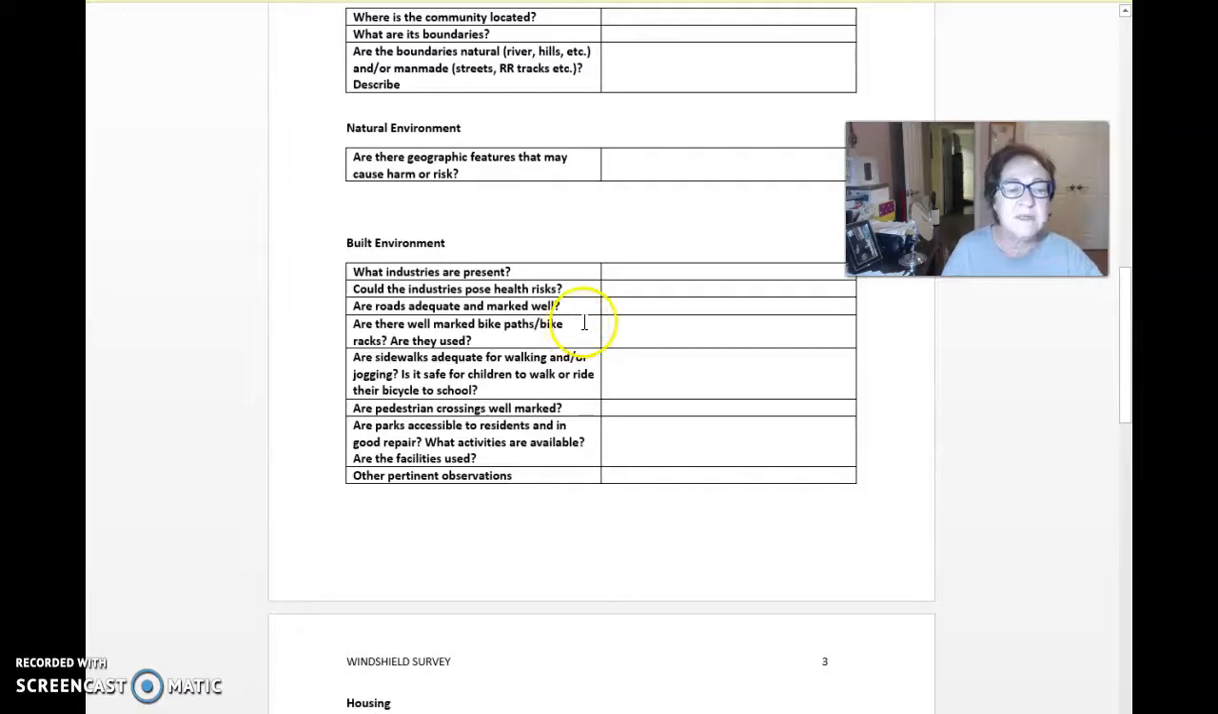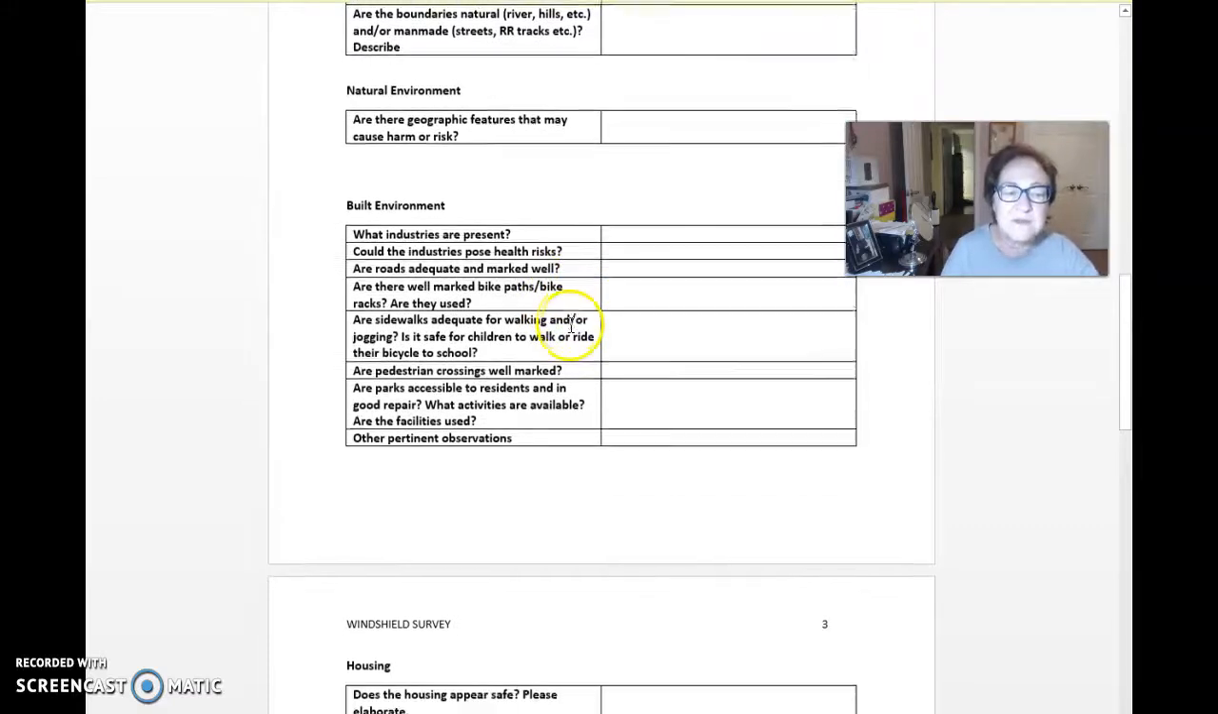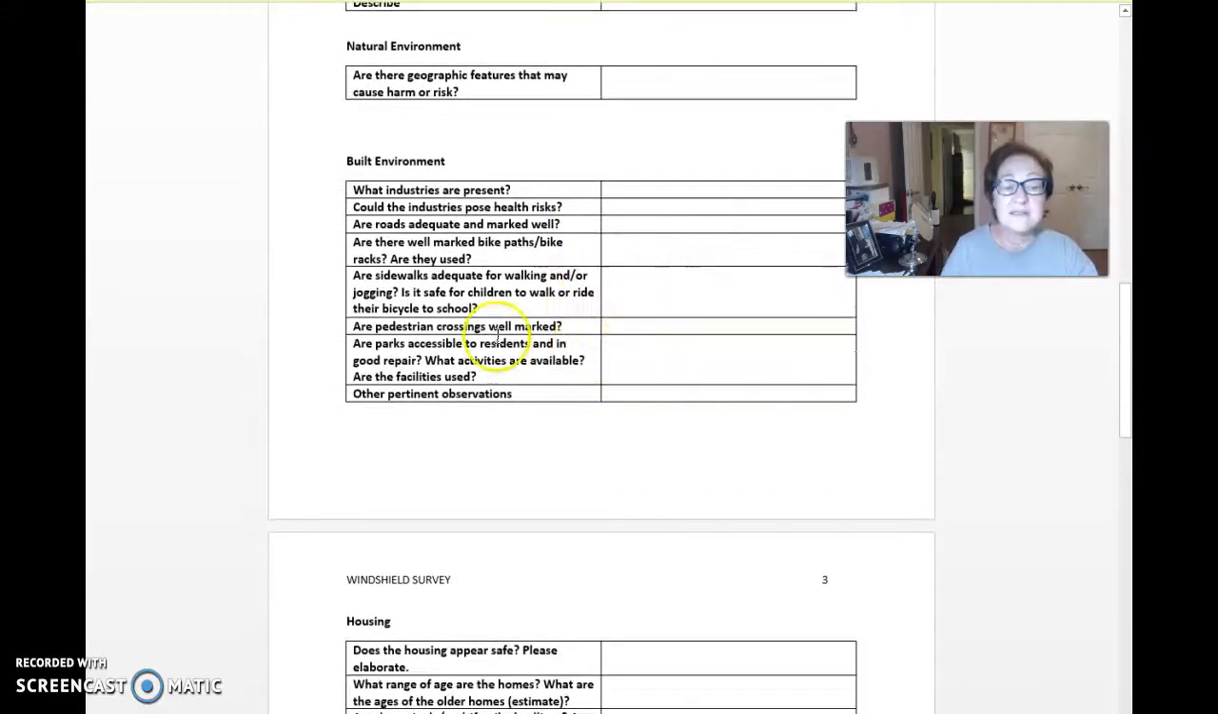You're also going to look at whether there are well-marked bike paths. Are they used? Are sidewalks adequate for walking and jogging? Is it safe for children to walk or ride their bicycle to school? And I want sentences in here. There may be times that it is safe and times it's not. You may have areas that are safe and areas that are not, and you need to include this in your assessment of your city. Are pedestrian crossings well marked?